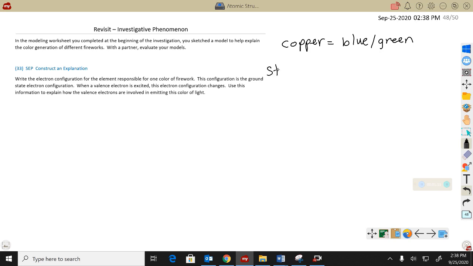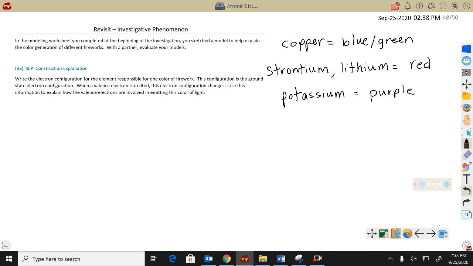Strontium and lithium give really pretty red colors. Kind of reds, like crimson colors. They're really cool. Those are some of my favorites. Potassium gives off a purple color, kind of a purple lavender. And obviously, chemists can mix these compounds together and create all kinds of crazy colors.